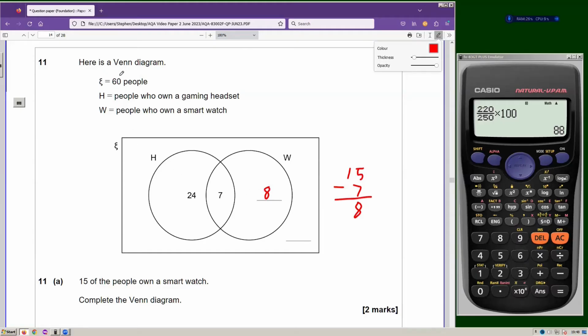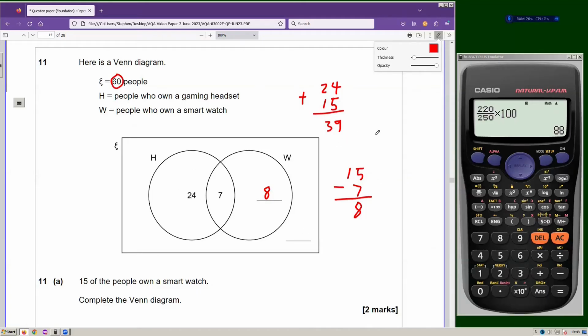Now, we've been told it's 60 people. So if we add this lot up, the little bit that's left over is the people who don't own a smartwatch and do not own a gaming headset either. So we're going to put that in there. So we just add them all up. We know this is 24, and I can just go plus 15. That's 9. 2 and 1, 3. So the whole lot is 39.